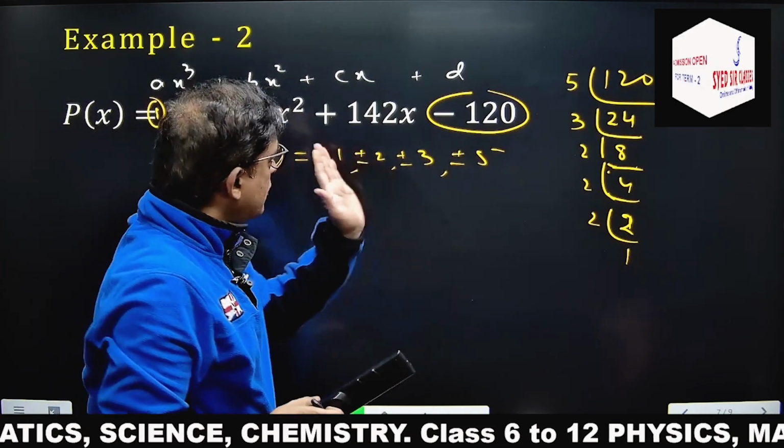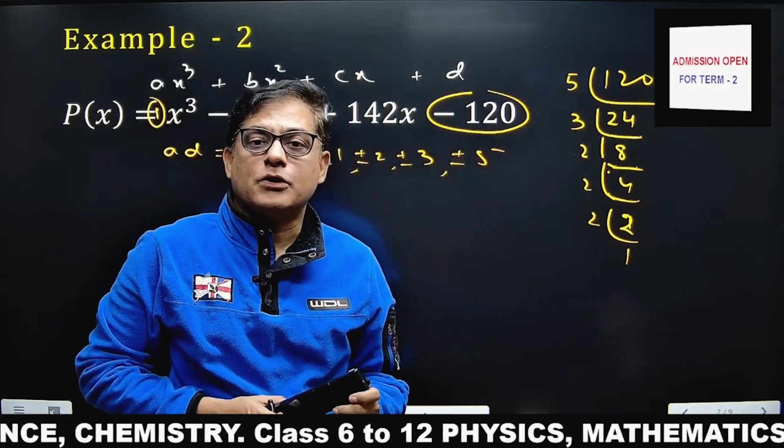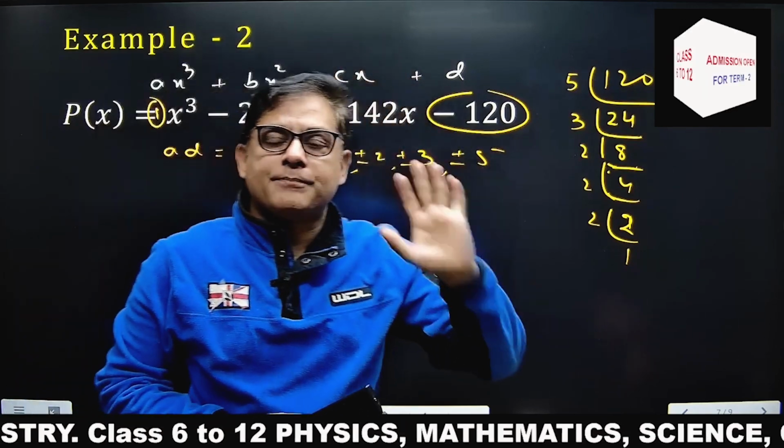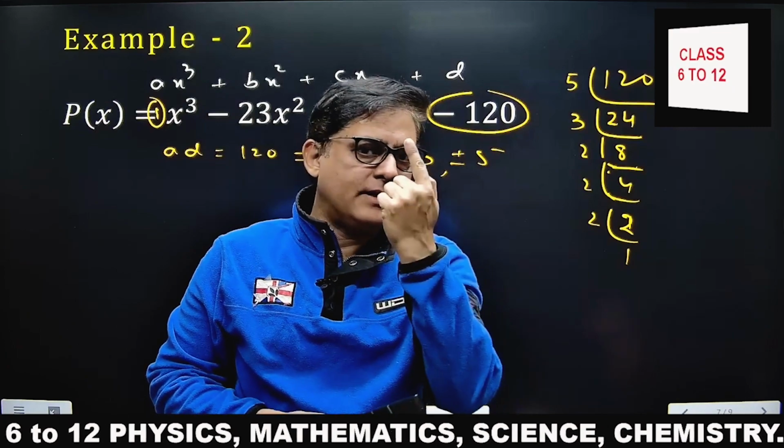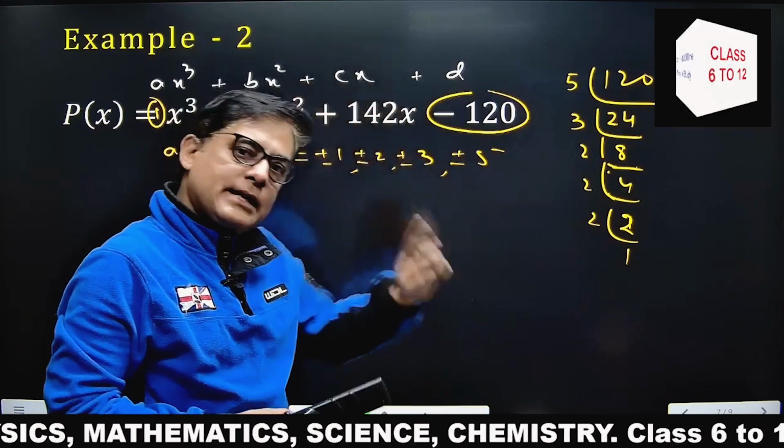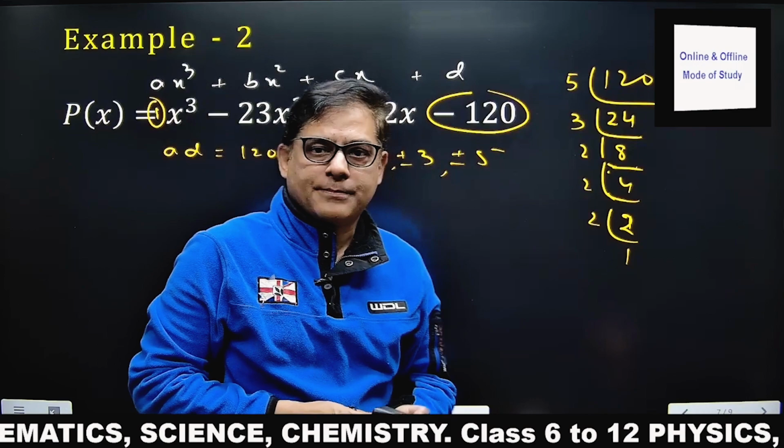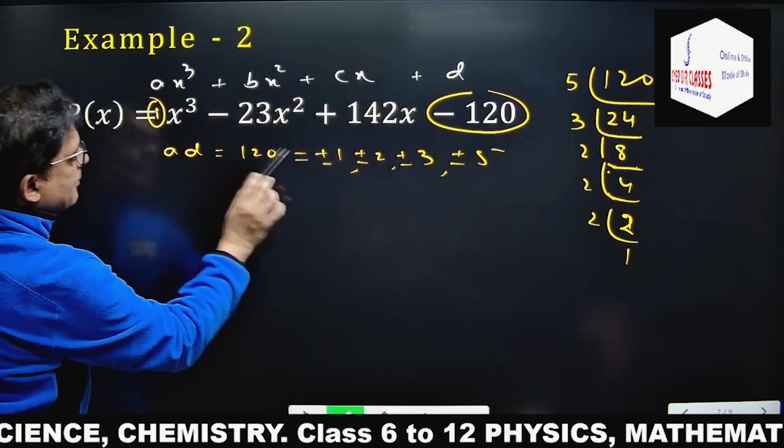So now I'll put one by one plus or minus values in this polynomial, and wherever the polynomial gives us 0, it will give us one factor, and I'll use the same trick as I told you in the previous. Listen to me carefully. I'm putting one by one.